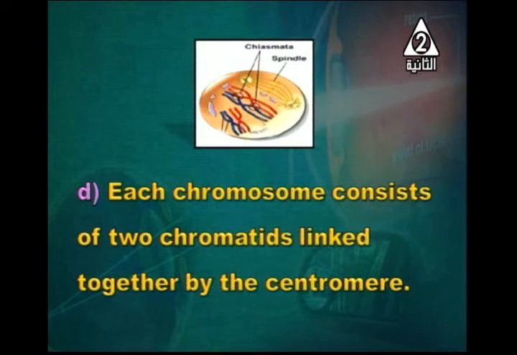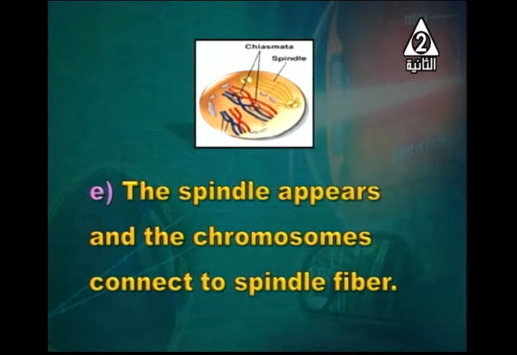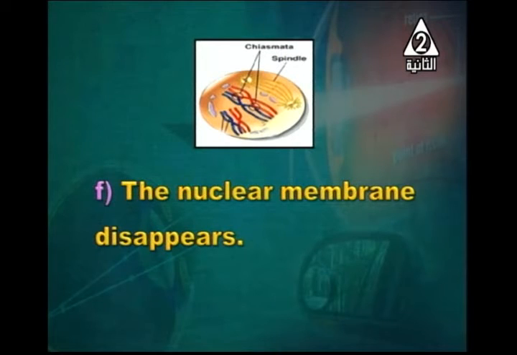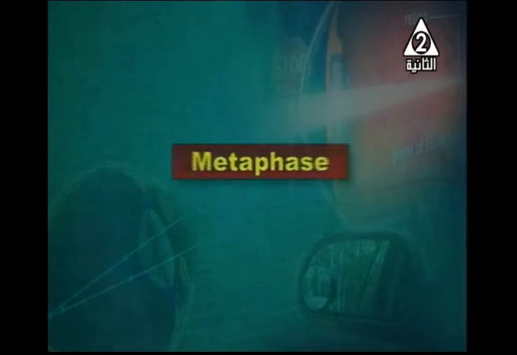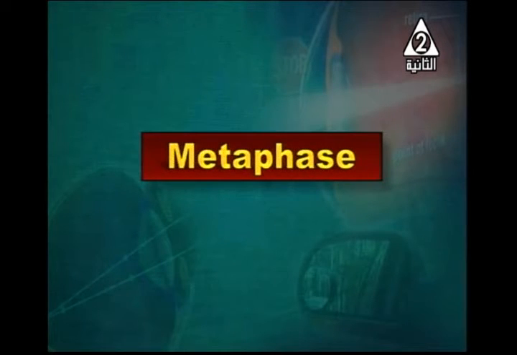Also, the centrosome migrates to the cell pole to produce spindle fibers. The spindle fibers appear and the chromosomes connect to the spindle fibers. The nuclear membrane disappears and the tetrads float in the cytoplasm without any membrane. Then the cell goes to metaphase 1.